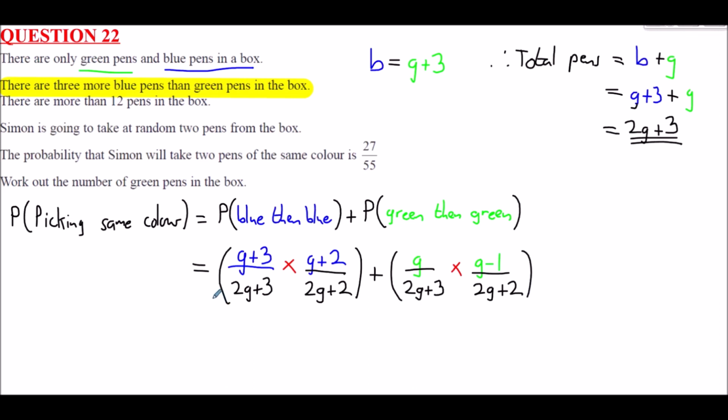So what we can do here is we can neaten this up somewhat. If you notice, the denominator is the same for both. So the denominator is going to be 2G plus 3 all over, so multiplied by 2G plus 2. So for the top, for the blue, we've got G plus 3 times G plus 2.